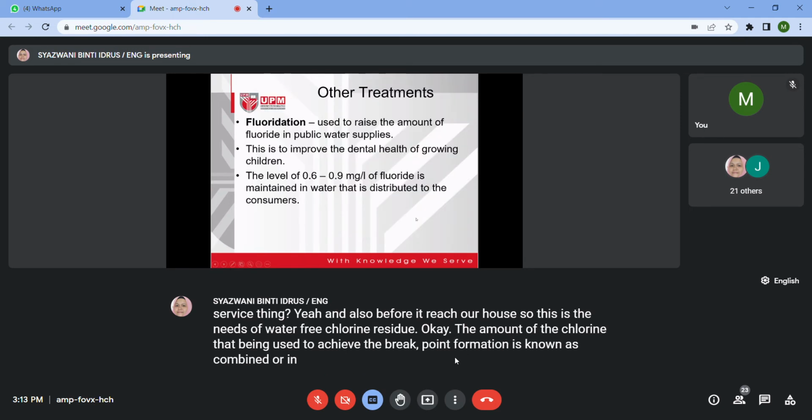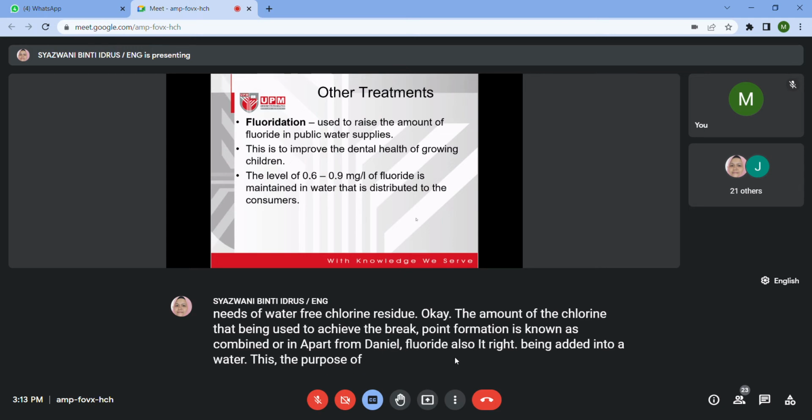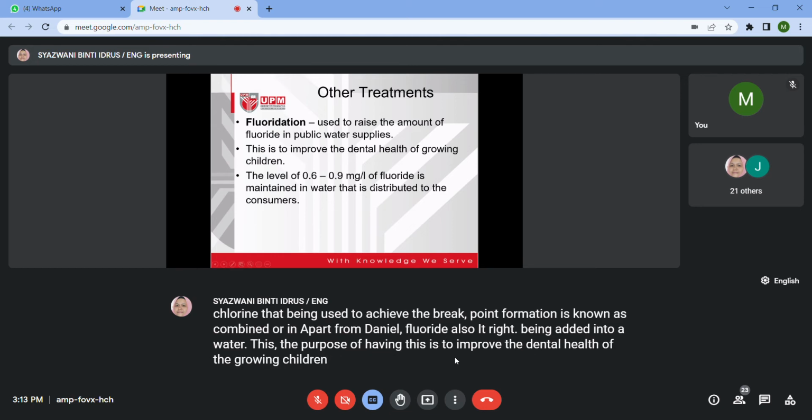Apart from that, fluoride is also added into water. The purpose of this is to improve the dental health of growing children, and these are the recommended concentrations.